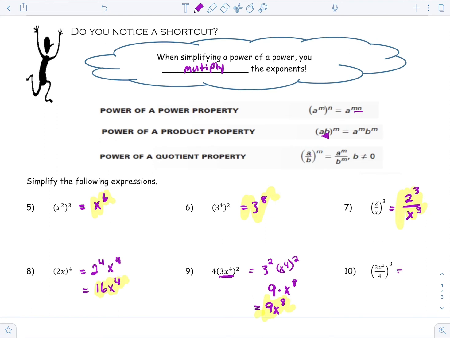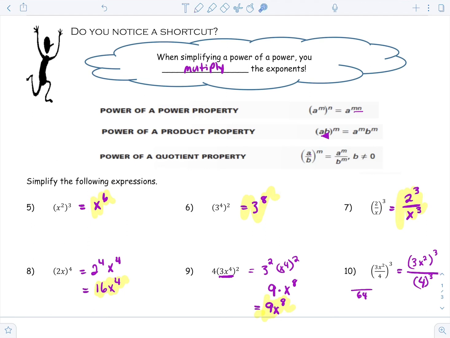So this becomes 3x squared raised to the third power over 4 cubed. Notice how the numerator is raised to the third power, and then the denominator is raised to the third power. Now, the denominator, 4 cubed, that's just 64. So that's what we're going to write in our denominator, 64.